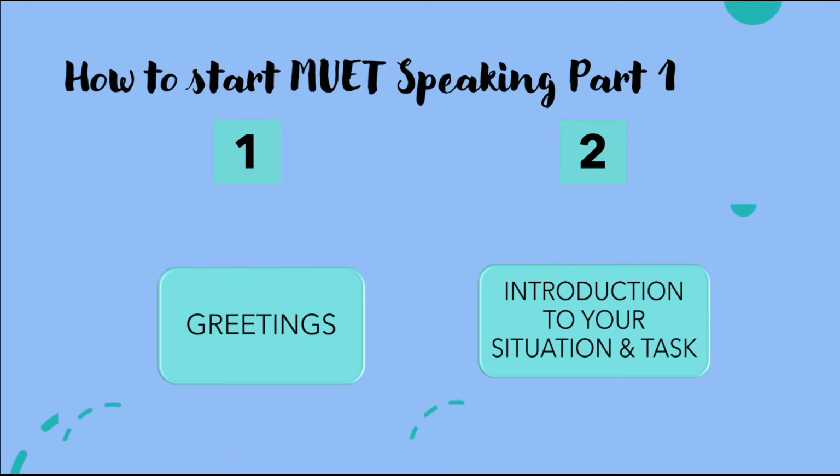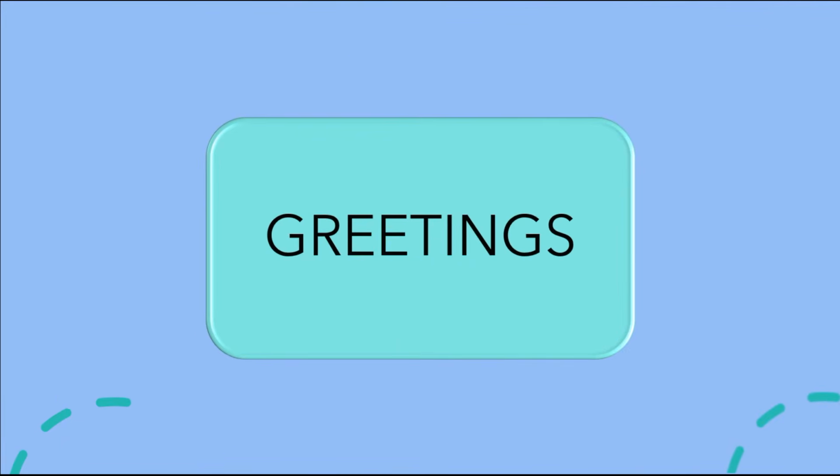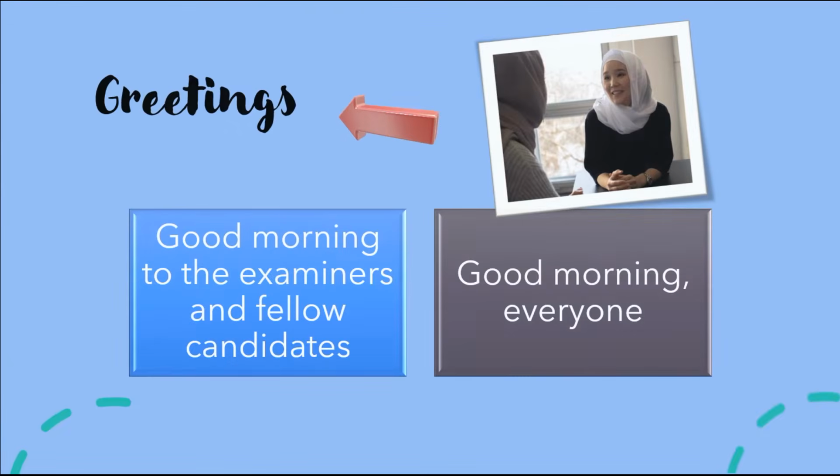For the start of the individual presentation in part 1, you need to do these 2 things. The first thing you need to do is for you to do your greetings. Greeting means for you to say hello or good morning to another person like you normally do when you see them. In this situation, of course, there are going to be 2 examiners in the examination room and also the other candidates. So you can greet them this way.